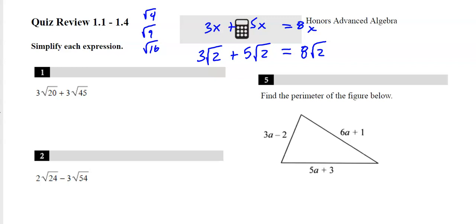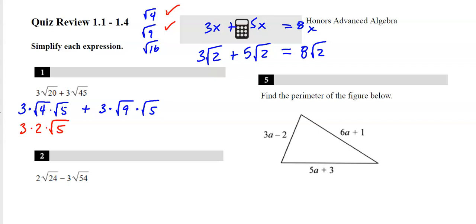I'm going to say 3 radical 20 is the same thing as 3 times the square root of 4 times the square root of 5 plus, well, 45, I could break that up as the square root of 9 times the square root of 5. So what I've done here is I've found 2 perfect squares that I can replace with just a whole number. So instead of 3 times square root of 4, that's really 3 times 2 square root of 5. Then over here, I have 3 times 3 times the square root of 5.